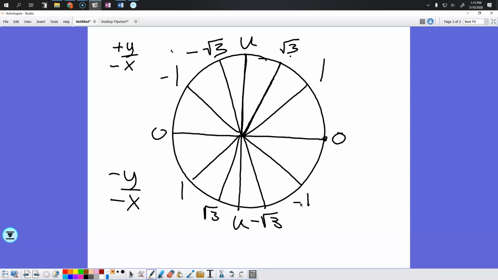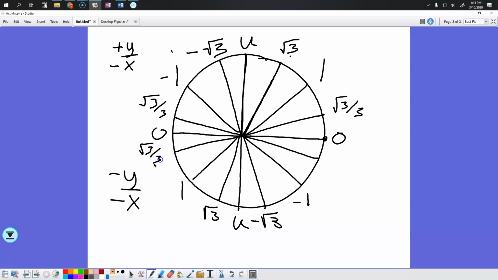Those are the radical 3s. The ones that are closest to the y-axis are the radical 3s. Now, the last one, the ones that are closest to the x-axis, there's 4 of them. They're also a radical 3, but radical 3 over 3. It's a fraction. So it's radical 3 over 3, radical 3 over 3, radical 3 over 3, radical 3 over 3. And the same sine rule applies.